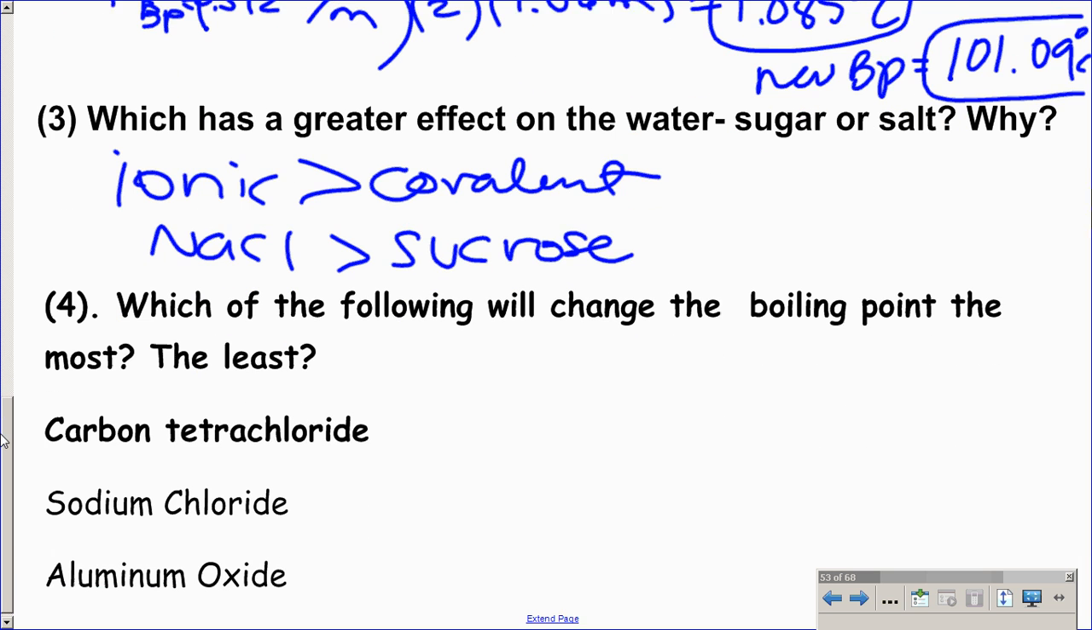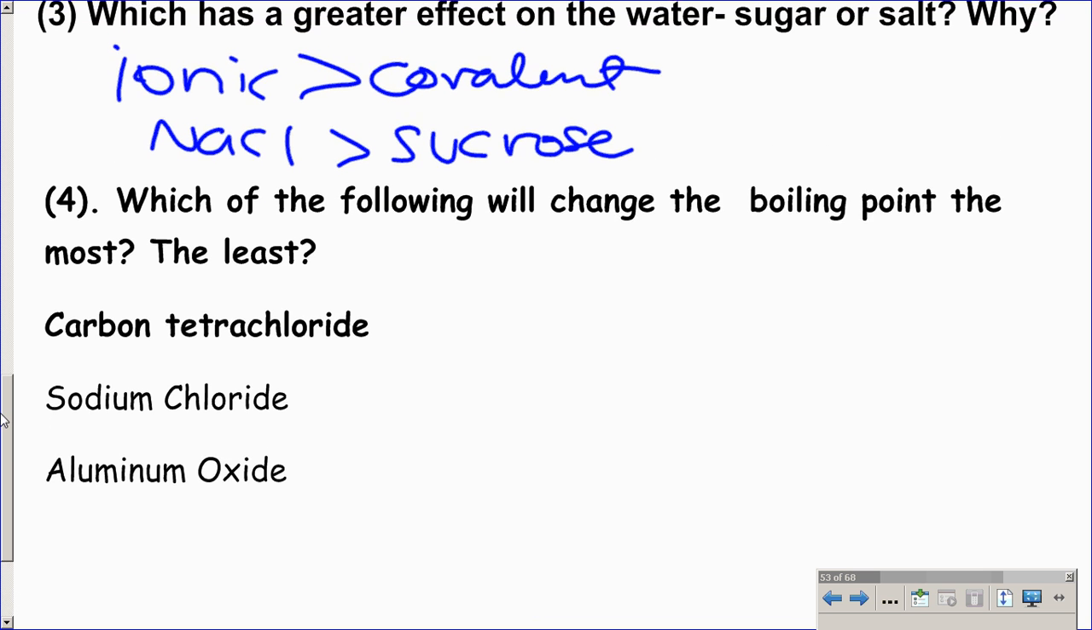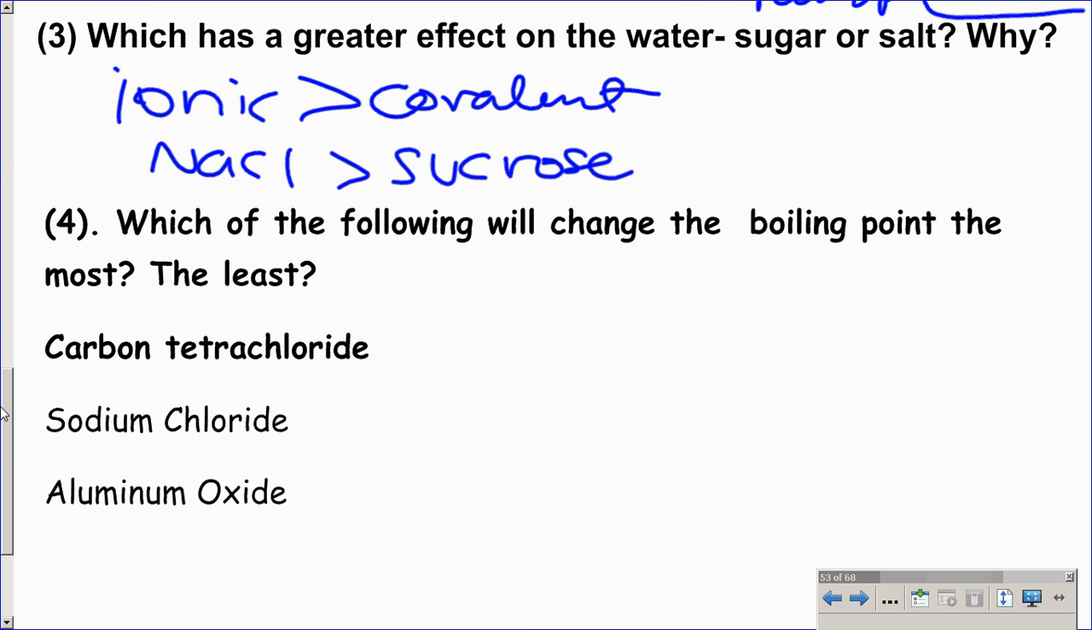And so based on that knowledge, which of these is going to change the boiling point the most? Maybe you should write the formulas for that. Because if I give you a multiple choice question, like which of these changes the delta T the most, or the boiling point the most, you probably want to write out the formulas so you can identify them as ionic or covalent, yeah? Okay, and their I factors.